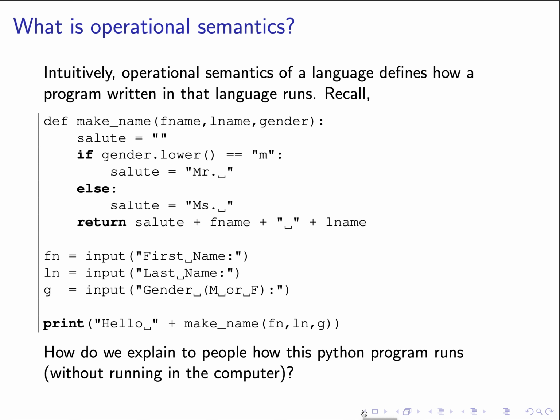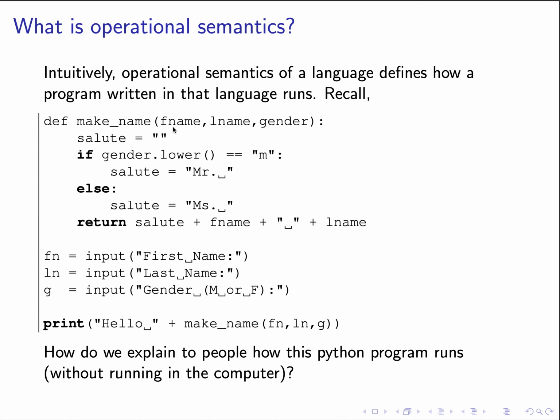Operational semantics. Intuitively, operational semantics of a language defines how a program written in that language runs. So for example, let's consider a Python program as follows. We see a function called makeName, which expects three formal arguments: first name, last name, and gender.